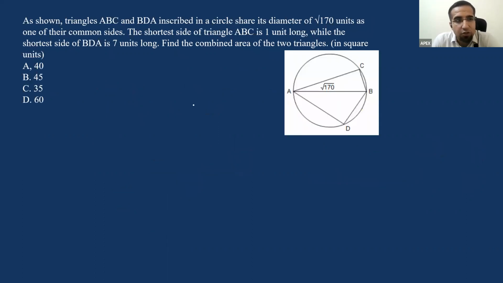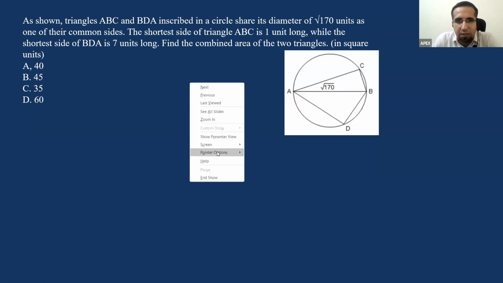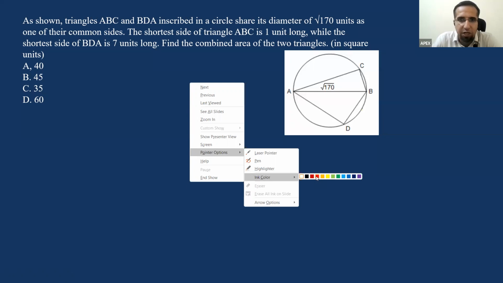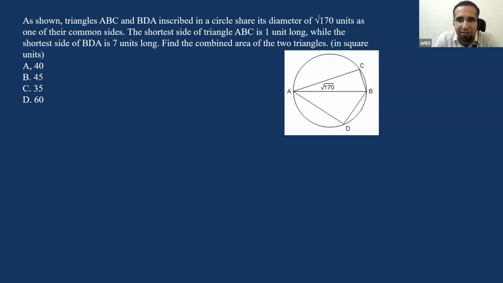Now, let's look at this question, guys. As shown in the triangle, ABC and BDA are inscribed in the circle, they share a diameter of root 170 units. The shortest side of triangle ABC is equal to 1, while the shortest side of BDA is 7. Find the combined area of both the triangles. Pretty easy question here. To get the combined area, we need to understand that AB is the diameter. So the first property we need to think of is that a diameter makes 90 degrees at the circumference.